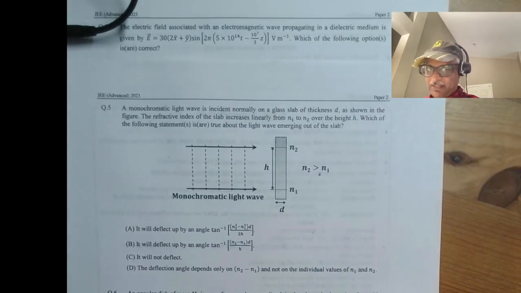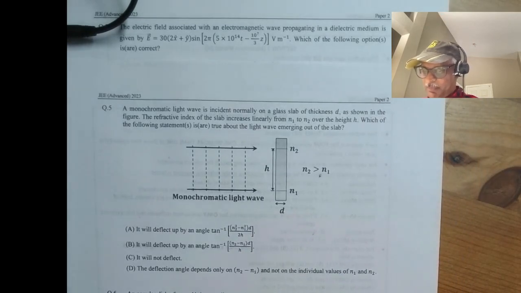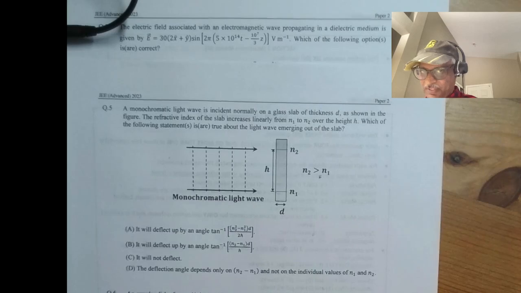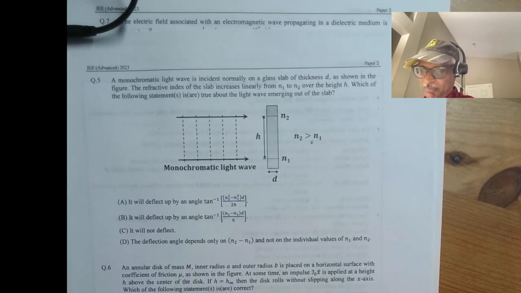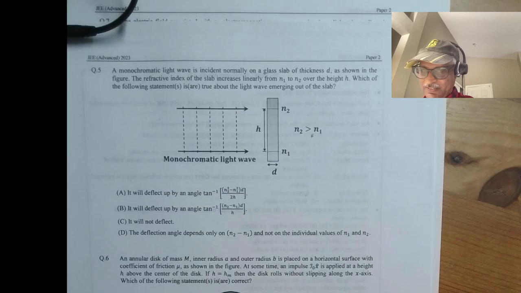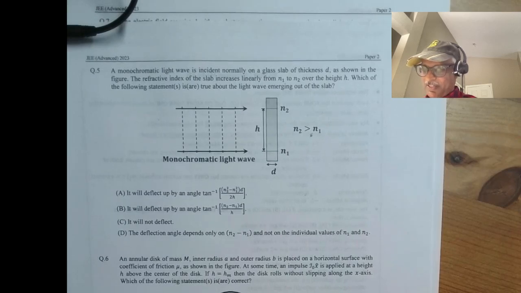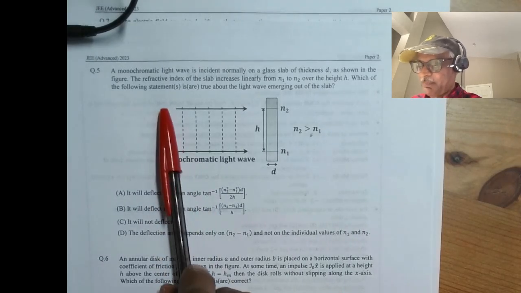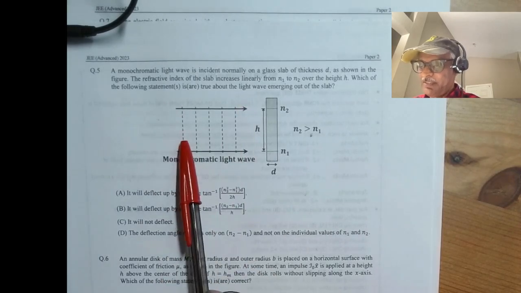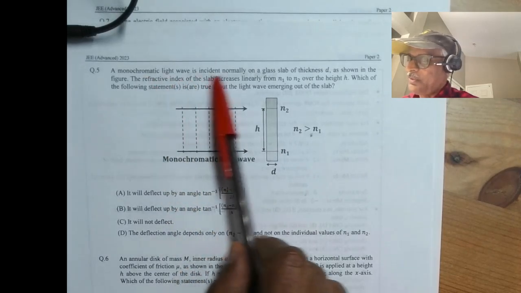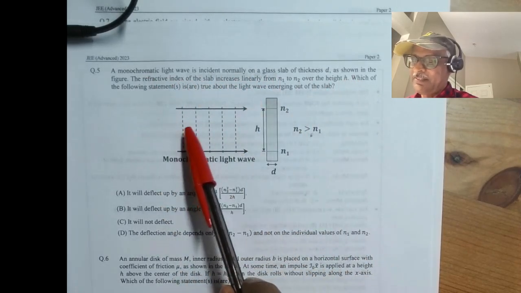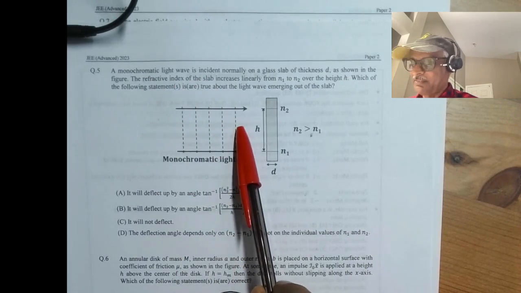Okay, so here is question number 5, which is the first problem in this section. It's already a pretty tricky problem. Here the light comes in. These are the wavefronts. It doesn't tell you when you look at this that these dashed lines are the wavefronts.